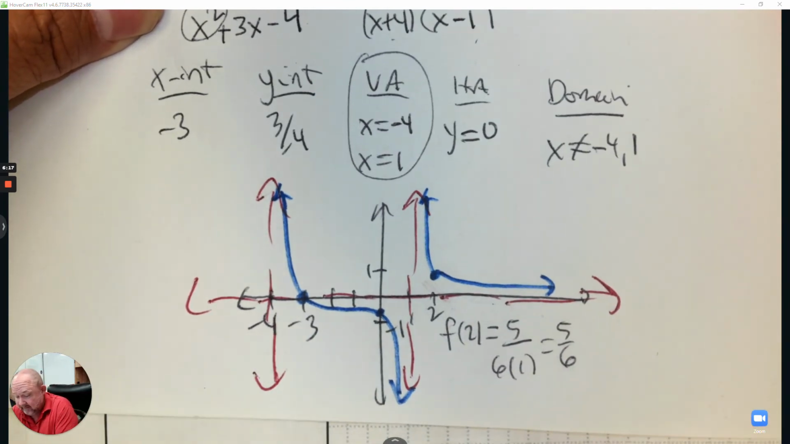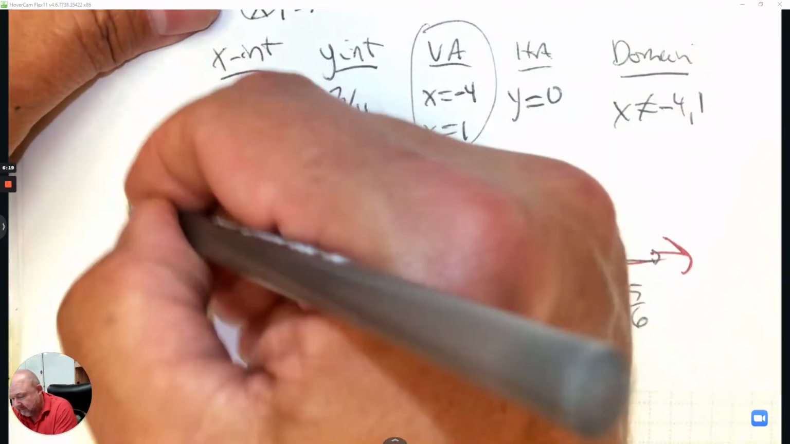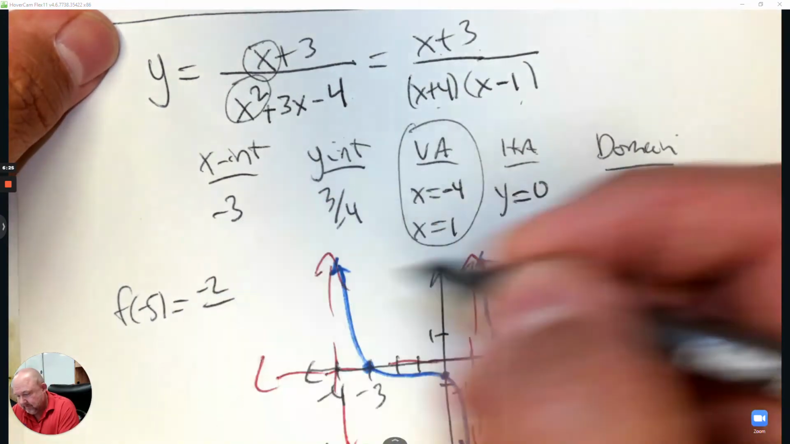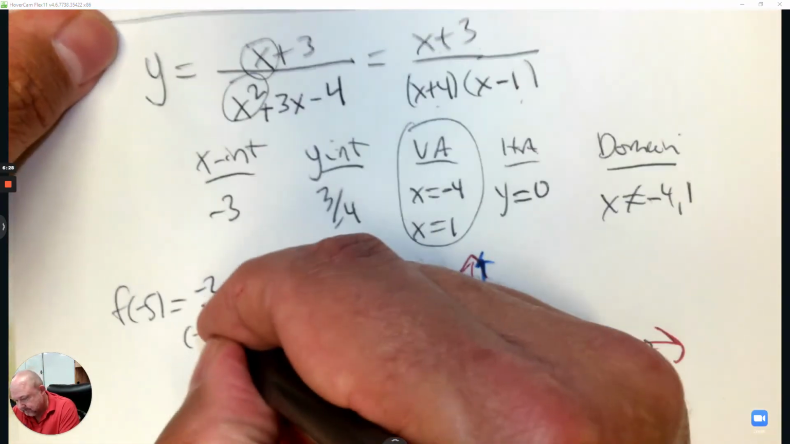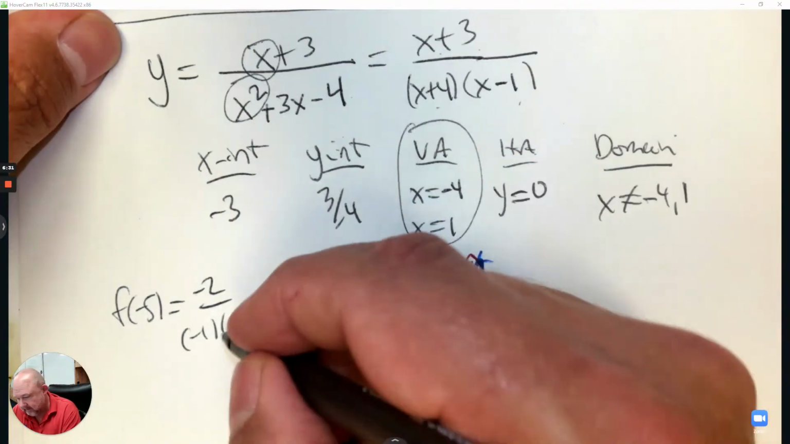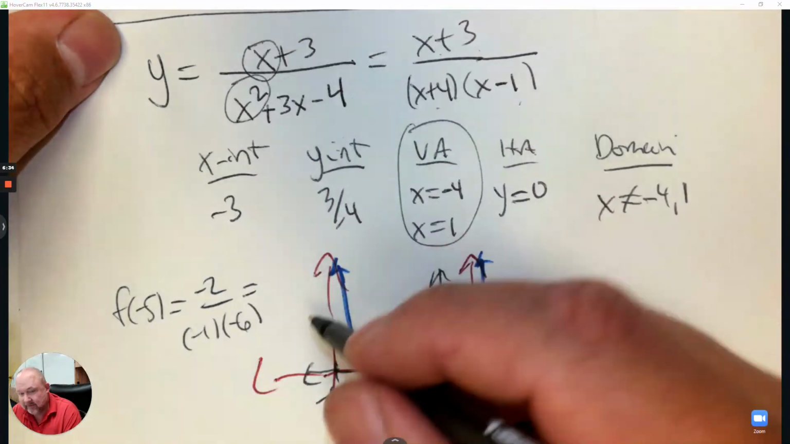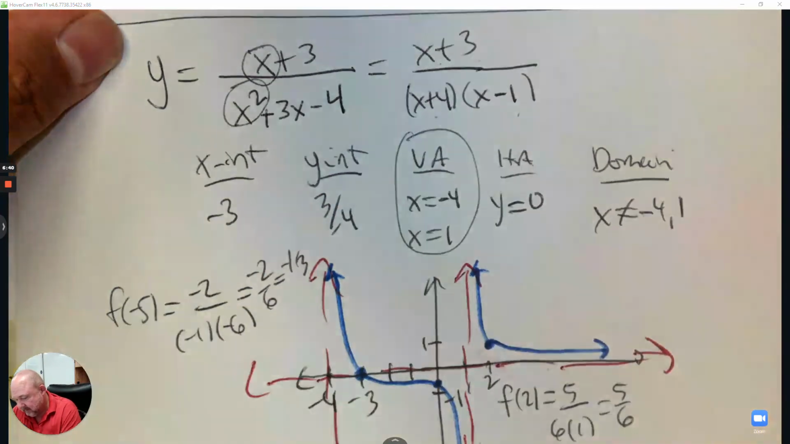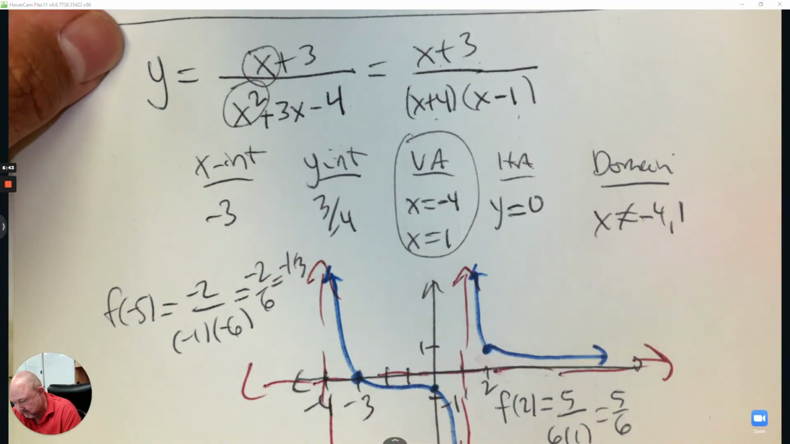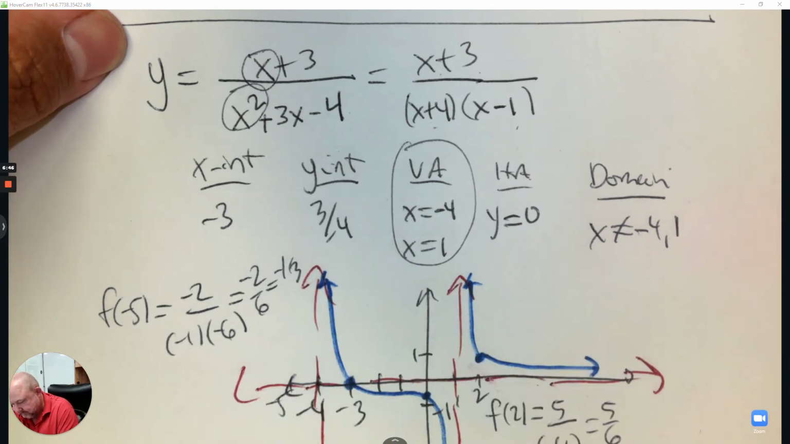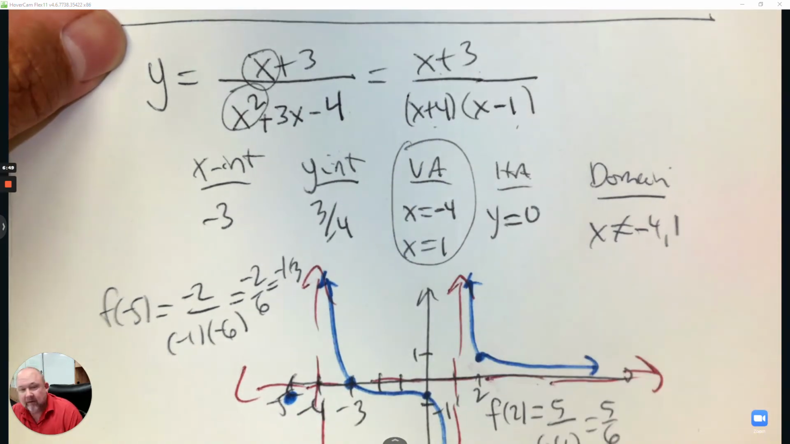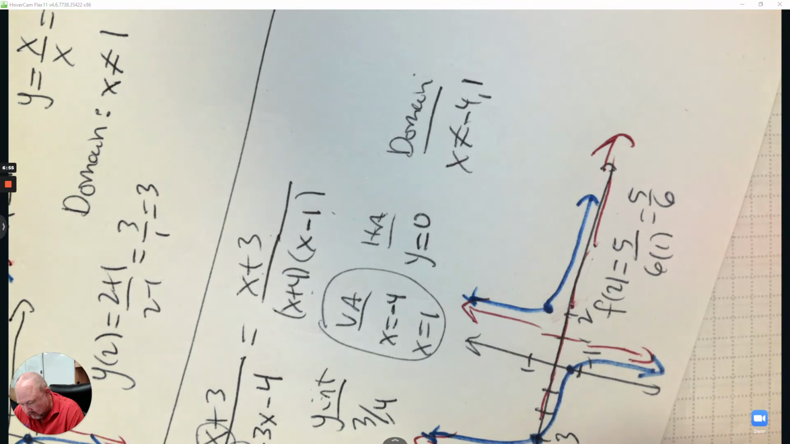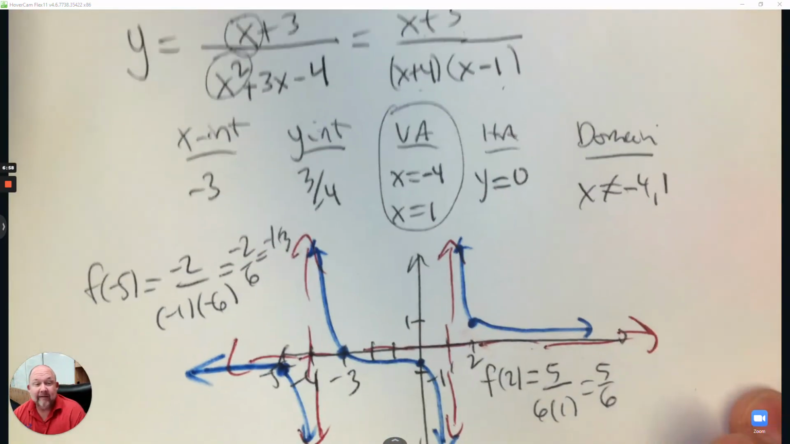I need a point on the left side. So I'm going to plug in -5 and see what answer I get. So -5 plus 3, -5 plus 4, and -5 take away 1. And then I'm going to reduce it down. So this is -2/6, which is -1/3. So I'm going to find approximately where -1/3 is. Here's -5. It's just below, and then it's going to go to -infinity, and it's going to curve and join the horizontal on the left side. And there you go.